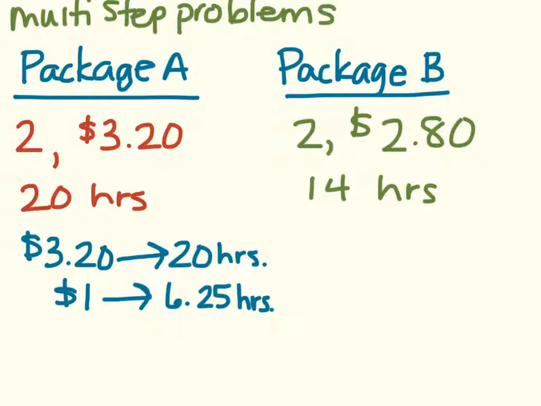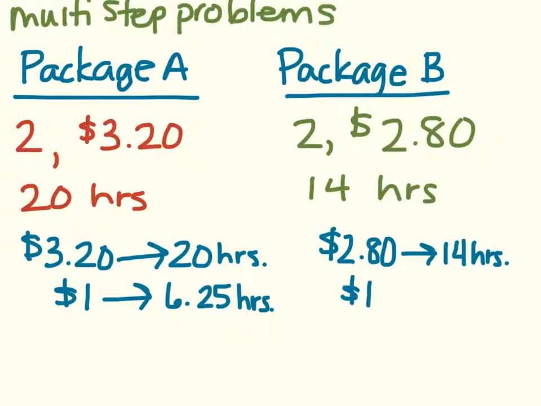Now let's do the same for package B. We're going to spend $2.80 for 14 hours of battery life. So it'll cost $1 per 5 hours of battery life. So based purely on this calculation of the amount of playtime he'll get for each dollar, Andy should probably buy brand A.